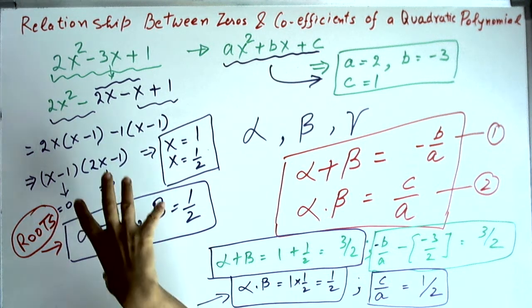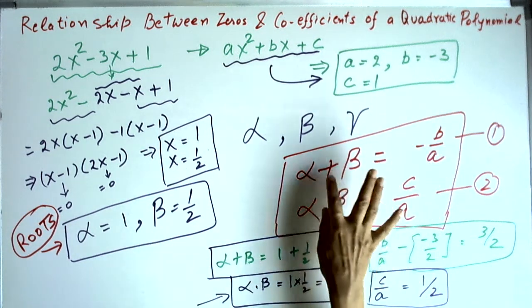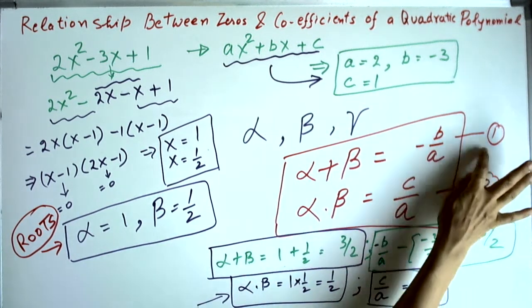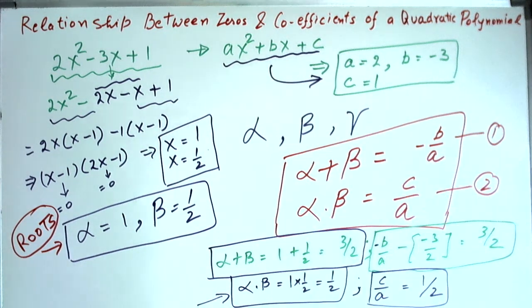So we determine the roots and we determine the coefficients, and then we know that this is the relationship given by these two formulae. Please write these two formulae in your formula book, and this will be very important for solving the questions of this chapter.